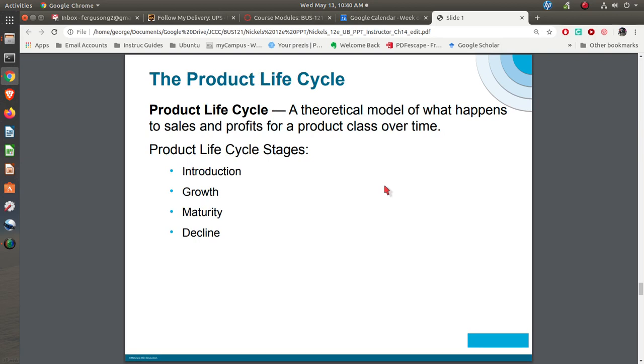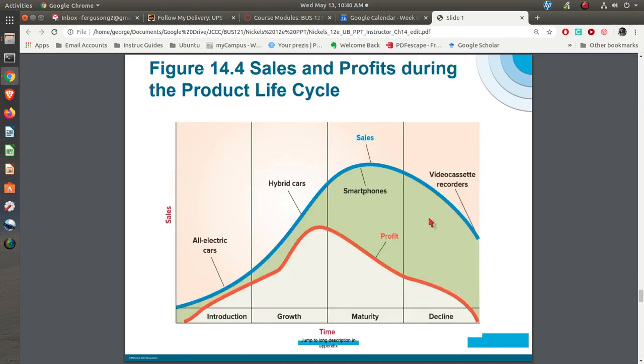Every product will have a life cycle. It's just like a human. You're going to have a life cycle of introduction, growth, maturity, and decline. And they kind of look like this, where you're looking at your sales through the various cycles and the profits that go along with it.